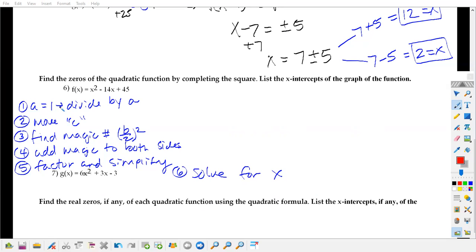So step 1 is you want to check that a equals 1. Does our a equal 1? Yes, so we're good to go. Step 2 is to move our c. What is our c? 45. So how do I move a positive 45? I'm going to subtract it. So we're going to be left with x squared minus 14x equals -45. Step 3 is to find our magic number. Well, what is our b value? Negative 14 divided by 2 squared? What is negative 14 divided by 2 squared? 49.